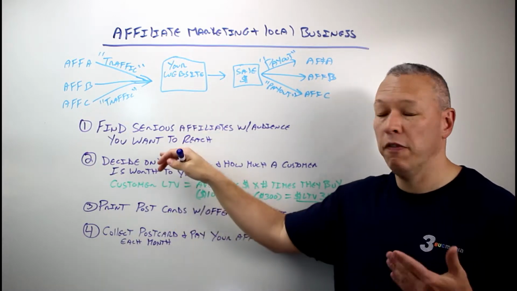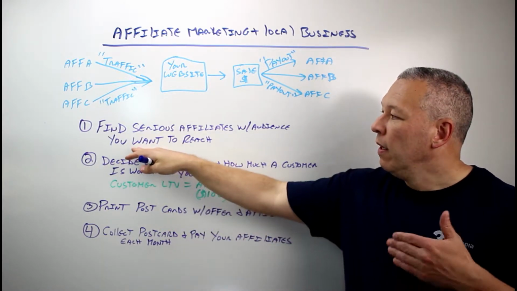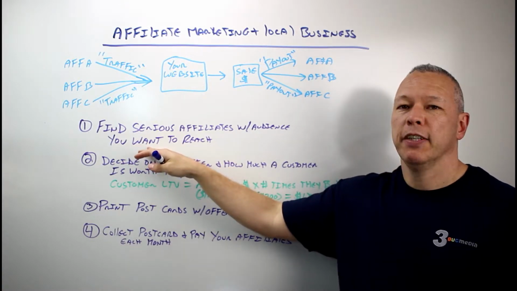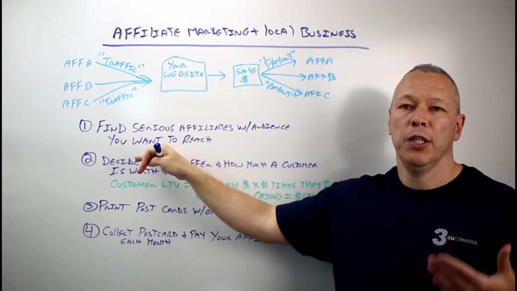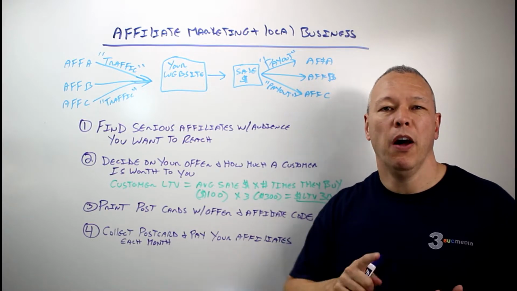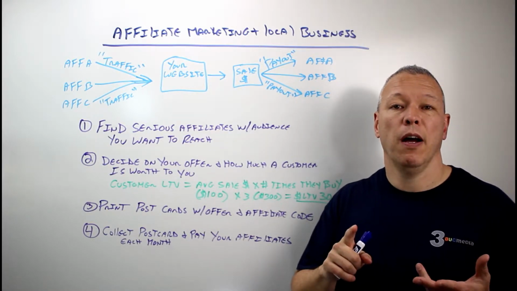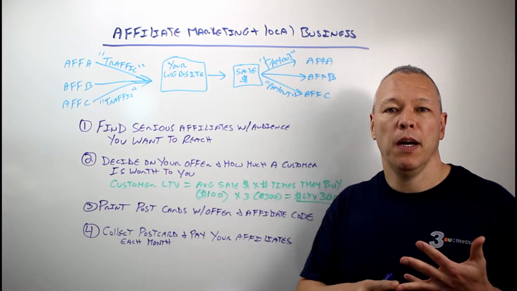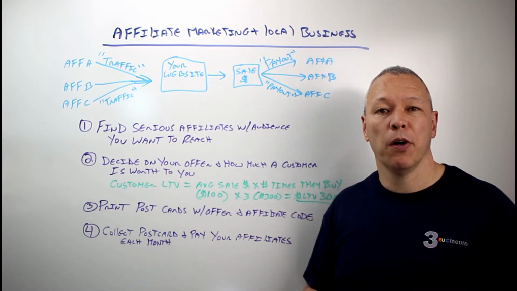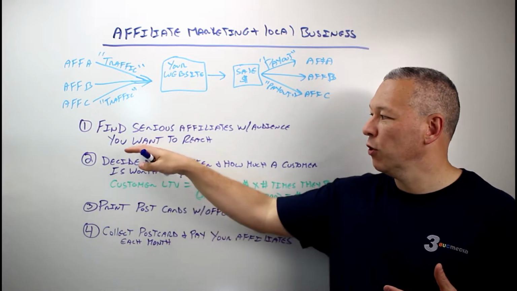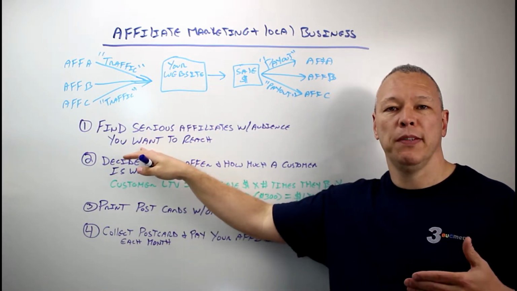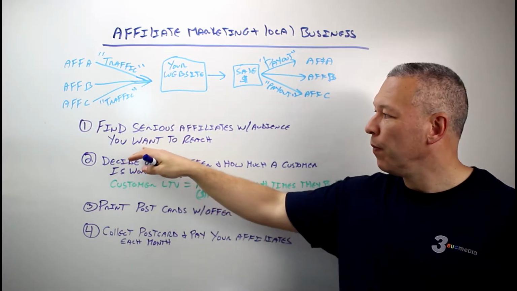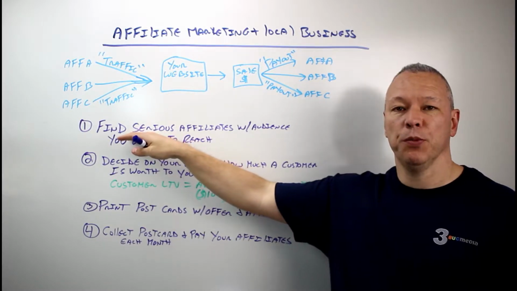So the first thing you want to do is find serious affiliates with an audience that you want to reach. That's probably going to be other businesses, but it could also be industry groups. It could be maybe the local chamber of commerce or something like that. Anyone that has a group of people, a customer base that you want to tap into. Okay, and you want to find serious ones.